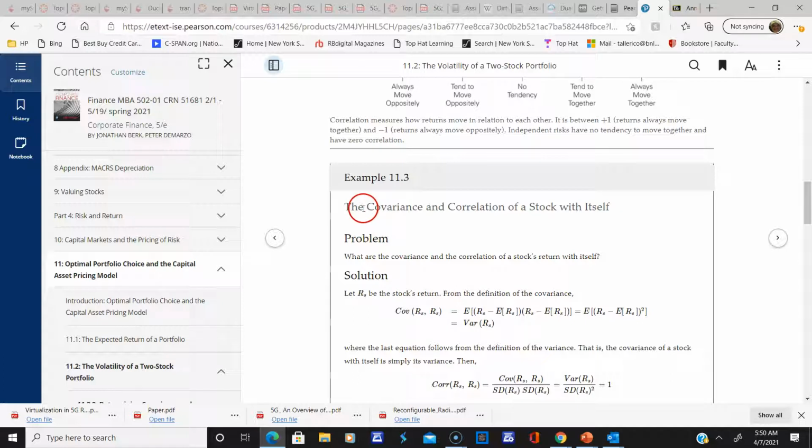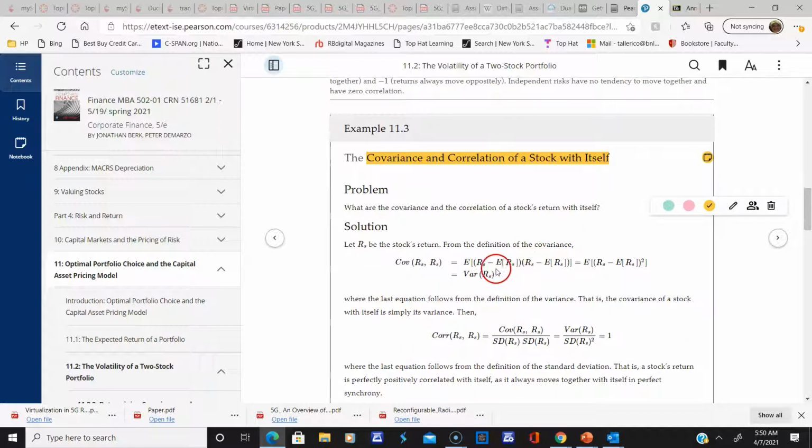All right, so something should be very obvious, and this is a nice example. The covariance and correlation of a stock with itself. What are the covariance and the correlation of a stock's return with itself? Let RS be the stock's return. From the definition of the covariance, the covariance is just the variance of the stock with itself, right? Where the last equation follows from the definition of the variance. That is, the covariance of a stock with itself is simply its variance.